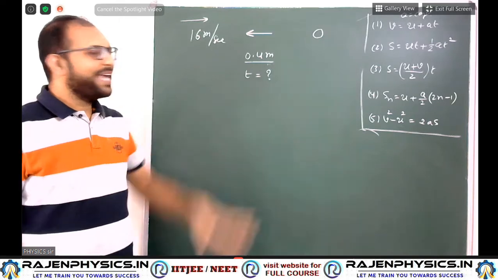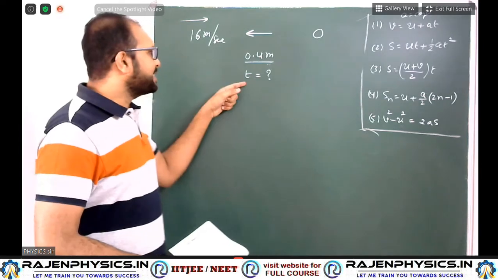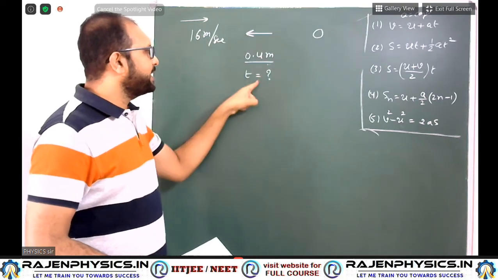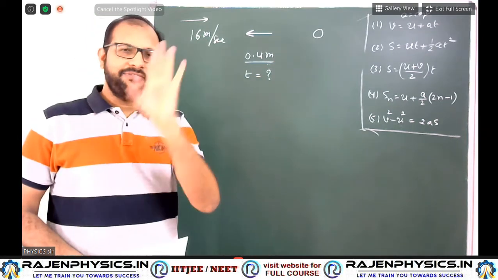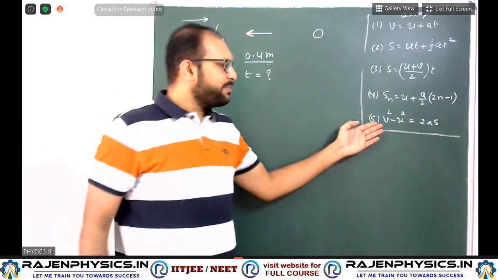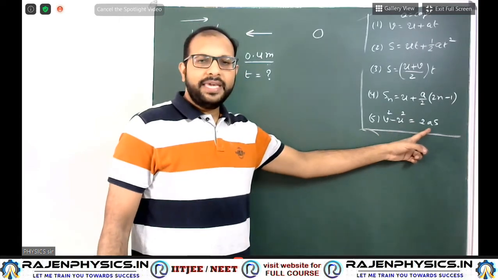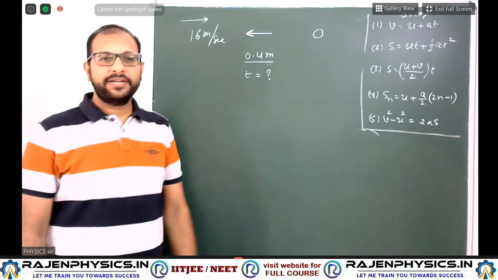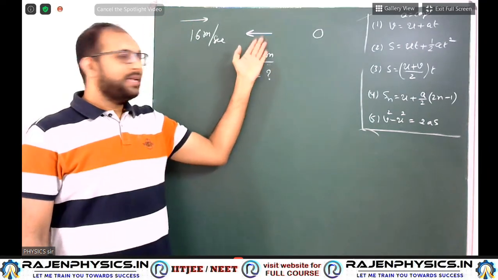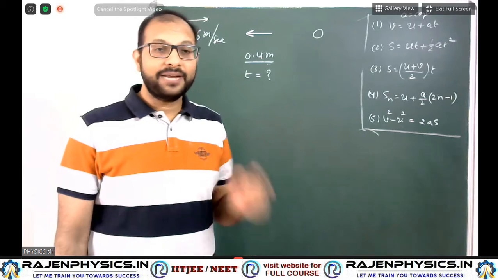So by using equation number 3, students, you can easily complete, because S is given, U given, V given, and T is the target. This is the first way. Another student suggested equation number 5: V squared equals U squared plus 2AS, with U given as 16 and S given as 0.4. You can calculate first A, the retardation, the negative acceleration. But that is not our target.